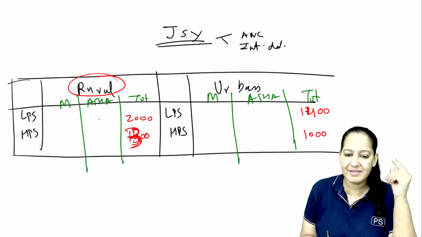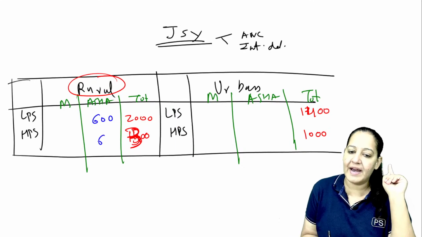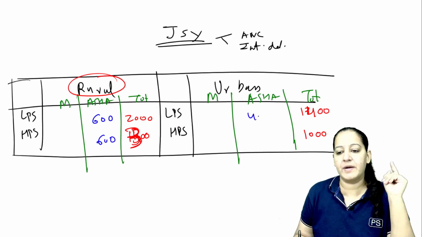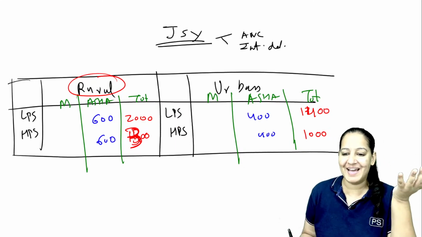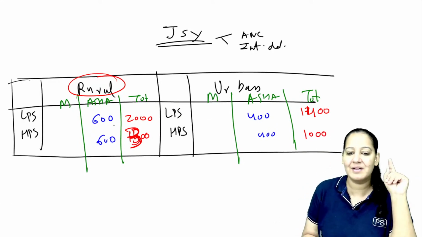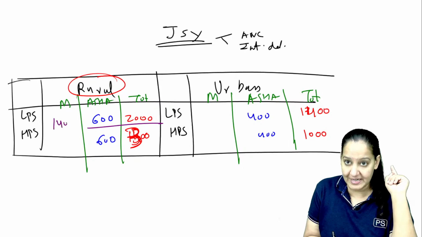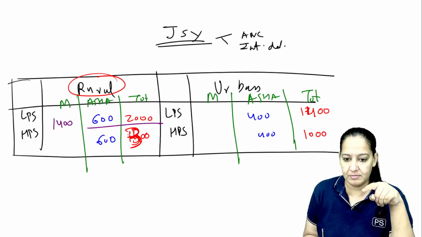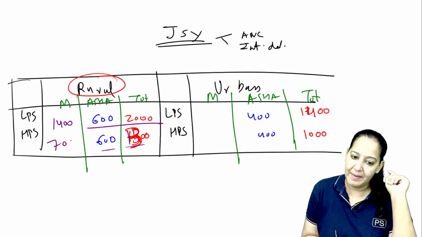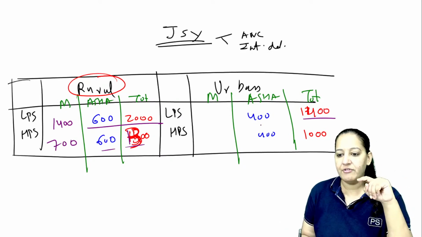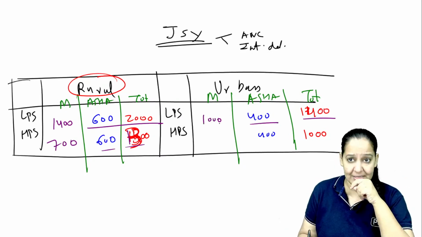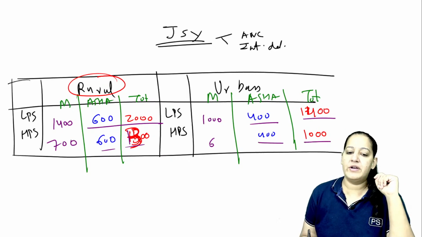Okay, so this is the thing. Now just decide the cut of the ASHA. ASHA in rural gets 600, ASHA in urban gets 400. So deduce that whatever is pending is given to the mother. So 2000 minus 600 is 1400. 1300 minus 600, the remaining is 700. 1400 minus 400, the remaining is 1000, and 1000 minus 400, the remaining is 600.